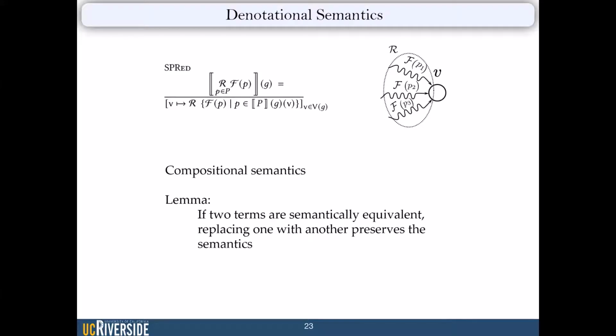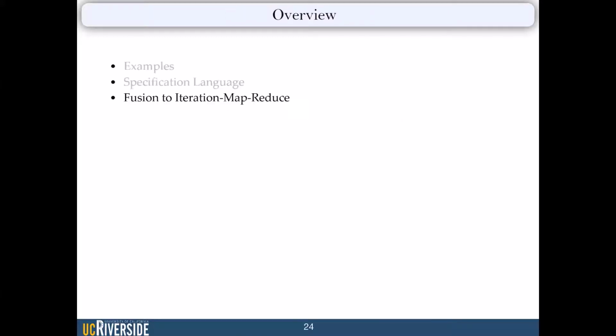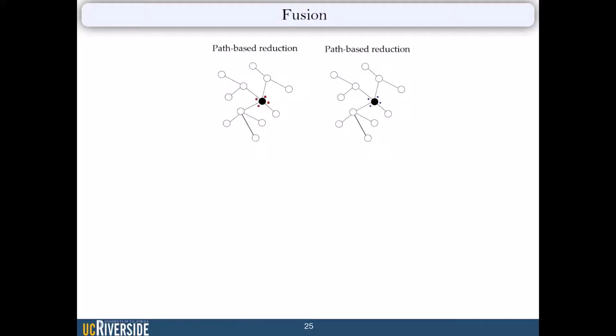The semantics of Grafs are compositional, and we have formally proved that if two terms are semantically equivalent, replacing one with the other preserves the semantics. This lemma is important since compositionality of semantics allows fusion rules to optimize the specification. The next step is the fusion.